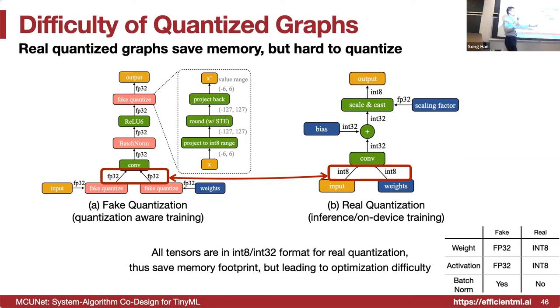Okay, so this is a comparison of fake quantization versus real quantization. In fake quantization, the weights and activations are actually represented by an FP32 number. It also has this batch normalization layer where you can compute. But for real quantization, all the weights and activations are only represented in int8, and there's no batch norm. We are actually not tuning the batch normalization layer, since on the edge device, there's no batch norm. It's already folded into the conv layer.